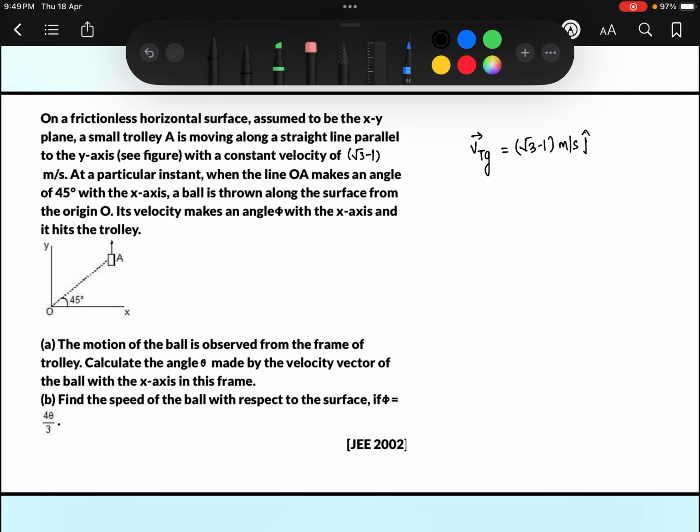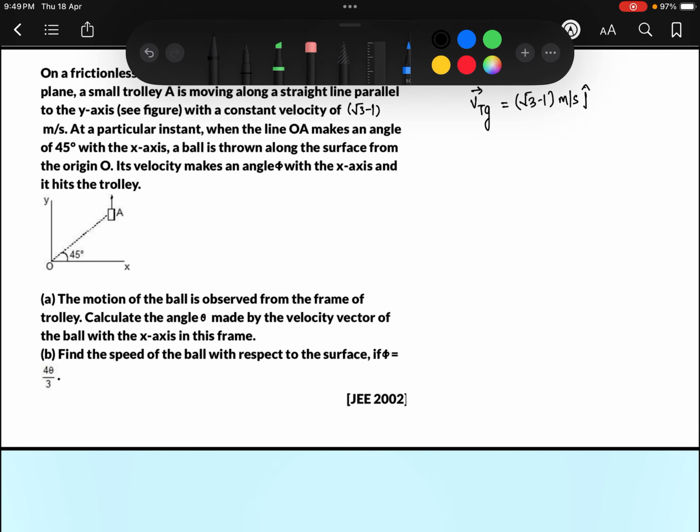At a particular instant, when the line OA makes an angle 45 degrees, where O is the origin, with the x-axis, a small ball is thrown along the surface from the origin O. Its velocity makes an angle phi with the x-axis and it hits the trolley. So here in the question, from this point O, a small ball is being thrown towards this trolley.